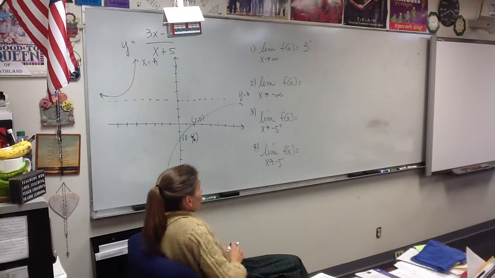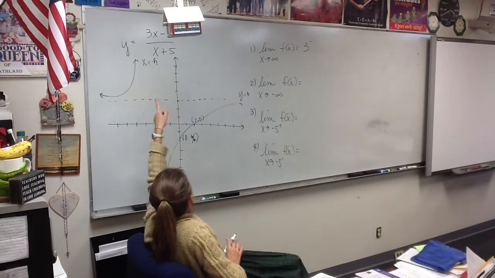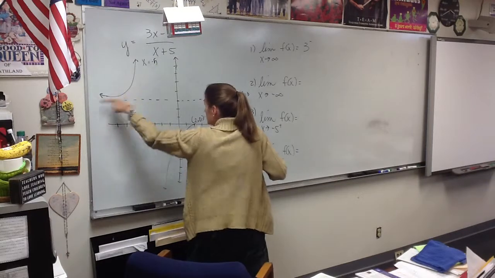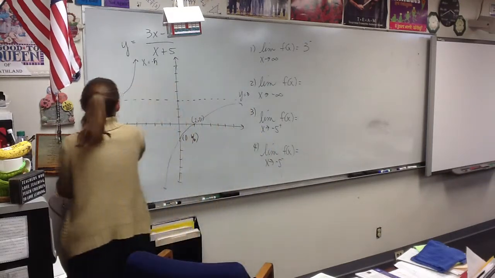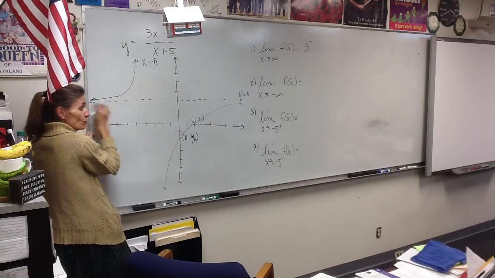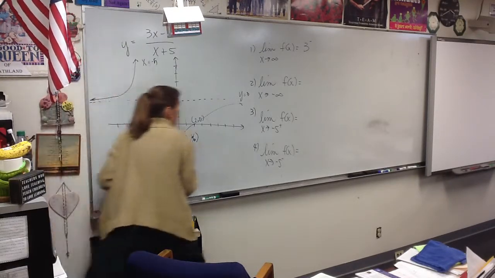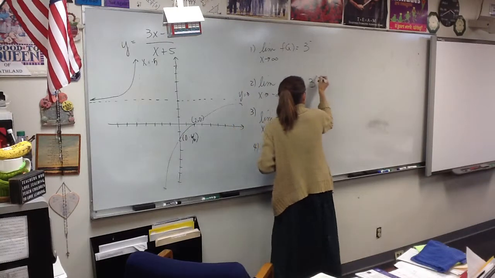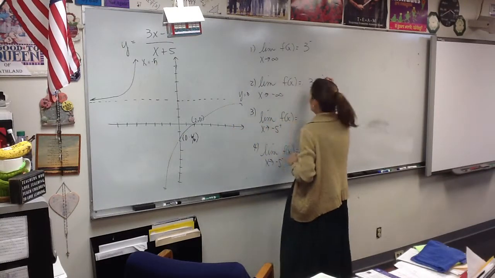All right, what about the other one? Second one. It's over here. She's kind of got it pointing up. She didn't mean that. It's getting closer and closer to that asymptote. So it's approaching 3 from the positive, from the top.